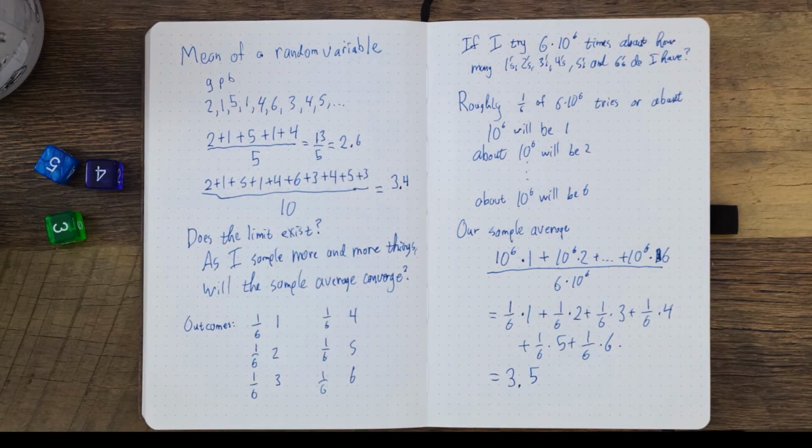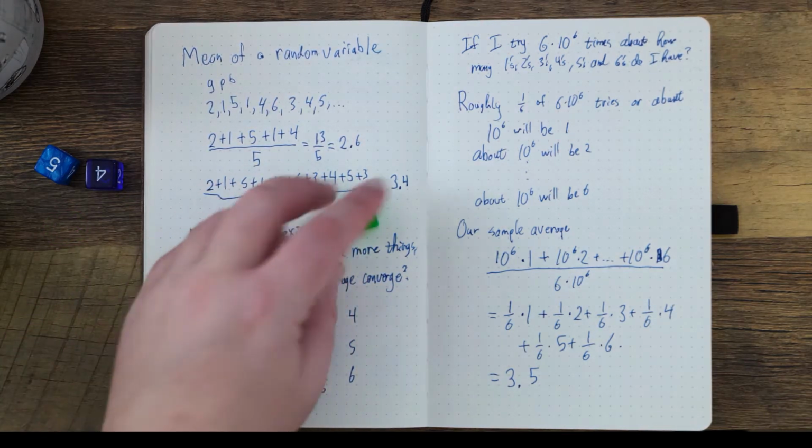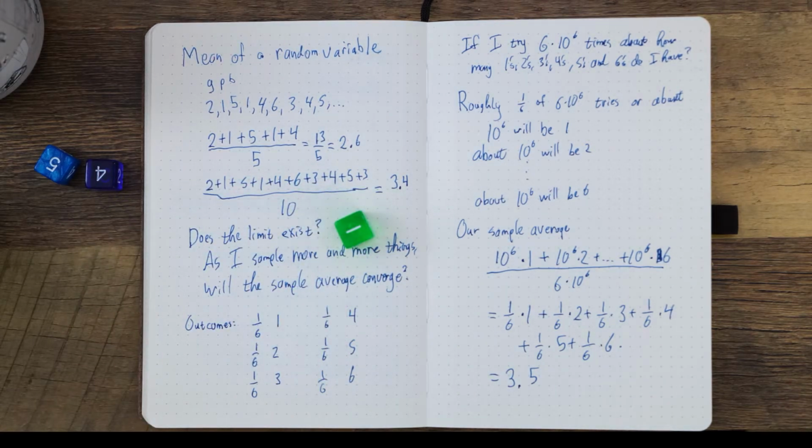Later on, we'll talk about how I did that so fast. There's a trick. I didn't add up all the numbers and divide by 6. There's a shortcut that we can use to do problems like that. If I have a die showing the numbers 1 through 6, and I ask, what's the average number to come out of that die?